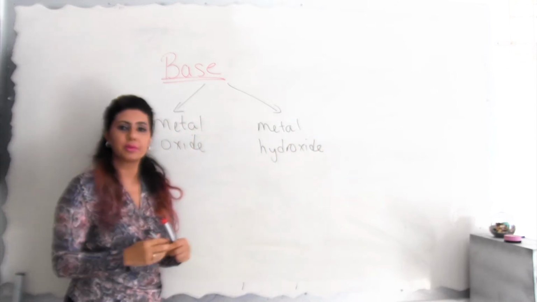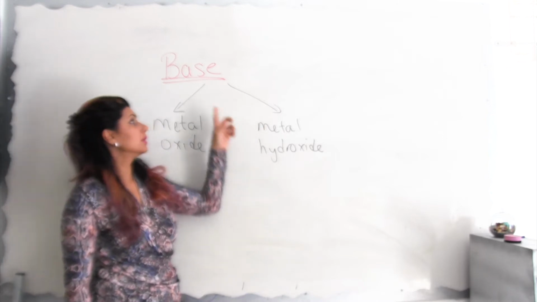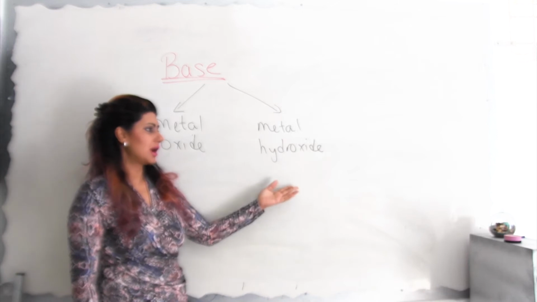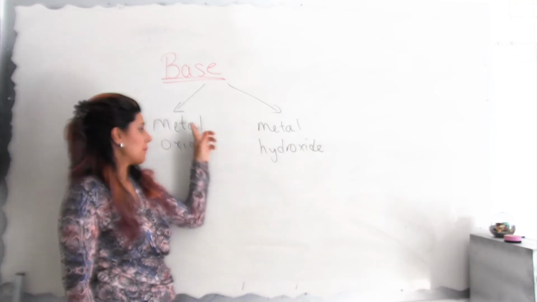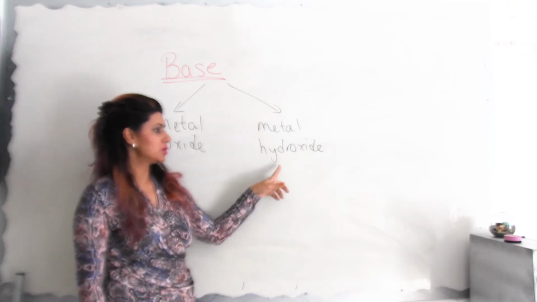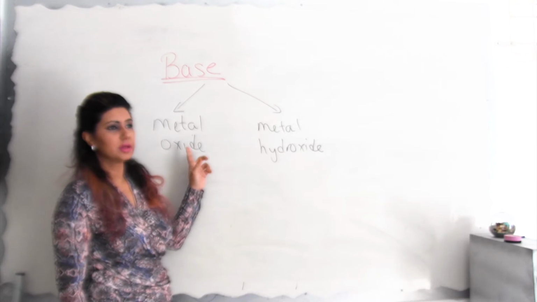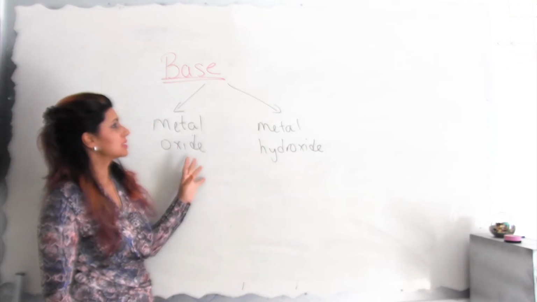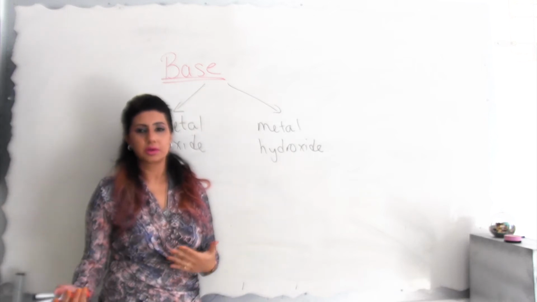A simple example could be copper oxide or copper hydroxide. It would be called a base. Zinc oxide, zinc hydroxide, sodium oxide, sodium hydroxide, magnesium oxide, magnesium hydroxide, lead oxide, lead hydroxide. So all of these examples are going to be bases. So they are called bases.